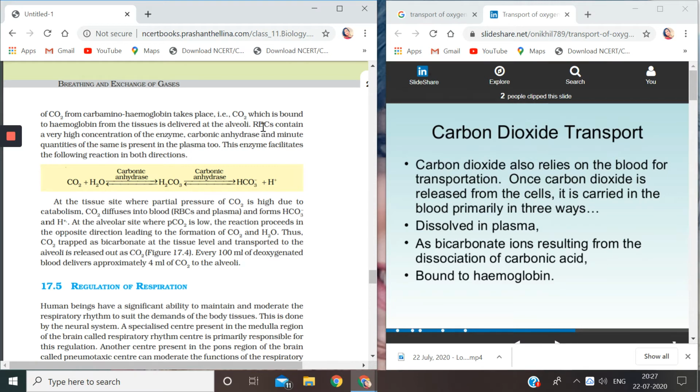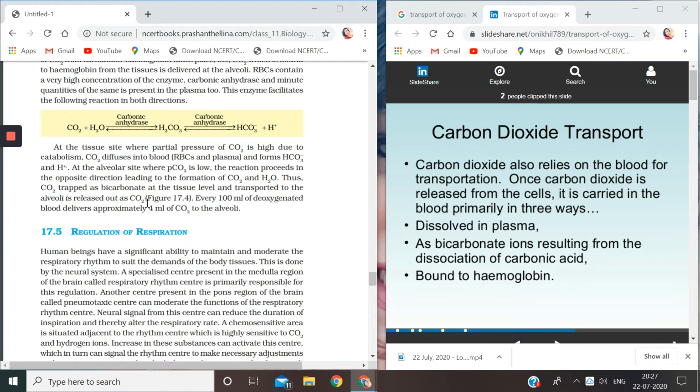Where is it present, children? It is present in the RBCs. The RBCs have a high concentration of this enzyme, and minute quantities are also present in the plasma. So this enzyme will help in the reaction which is reversible. You can see the arrows. These arrows tell you that the reaction is reversible.